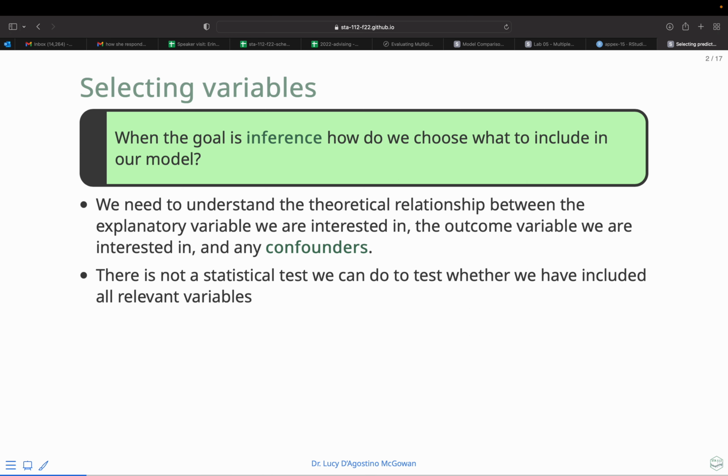So this is a long-winded way of saying that when your goal is inference, you're reliant a little bit on expertise about the data generating mechanism when you're trying to figure out which variables to include. Often you have to rely on pre-specifying these models based on content matter experts who would tell you what things need to go in those models.